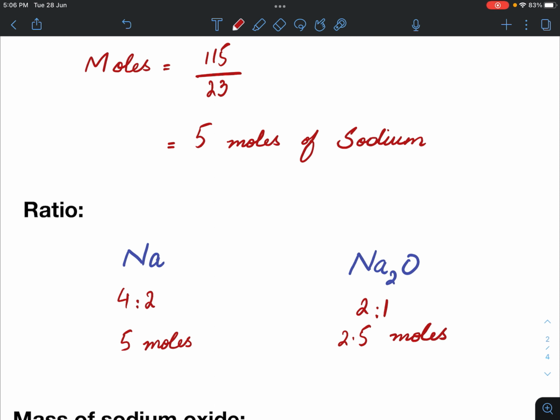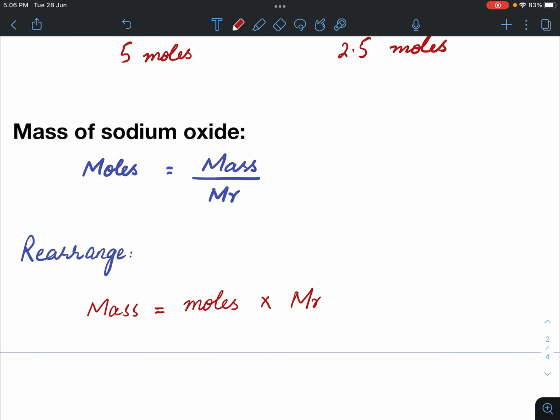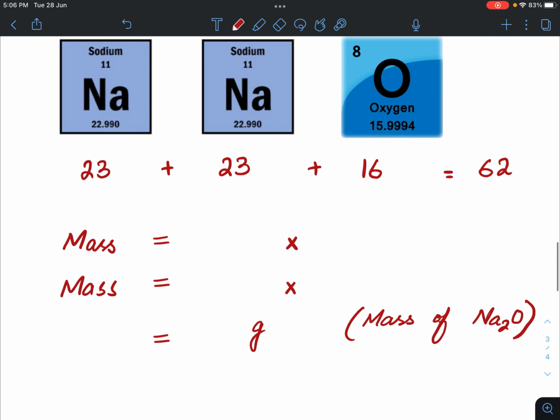So now we need to find the mass of 2.5 moles of sodium oxide, and to do that, we are going to take our equation and rearrange it to mass is equal to mole multiplied by molecular mass. By putting in the values, we get 2.5 multiplied by 62 and we get 155 grams of sodium oxide.